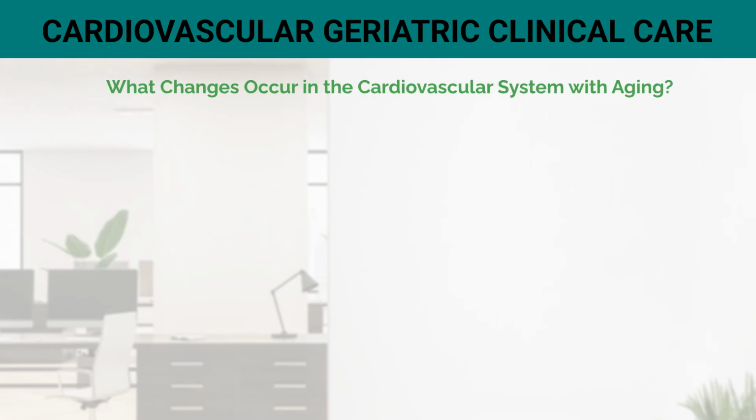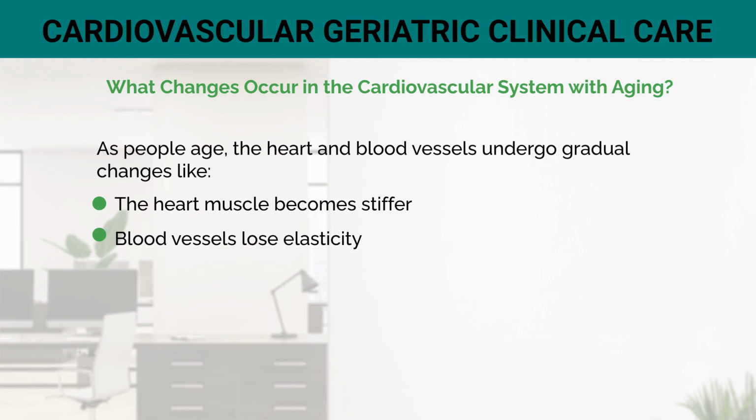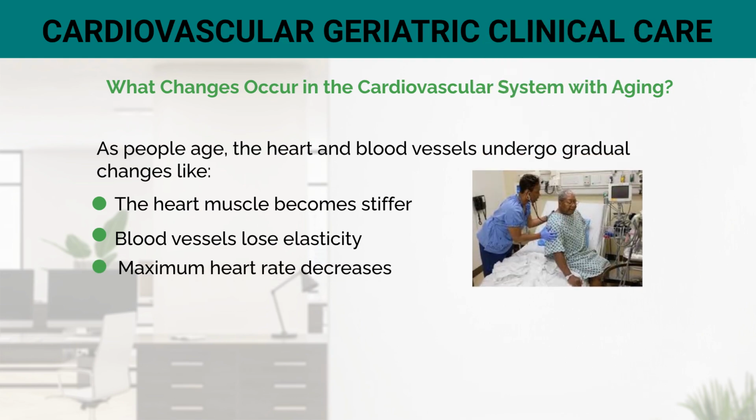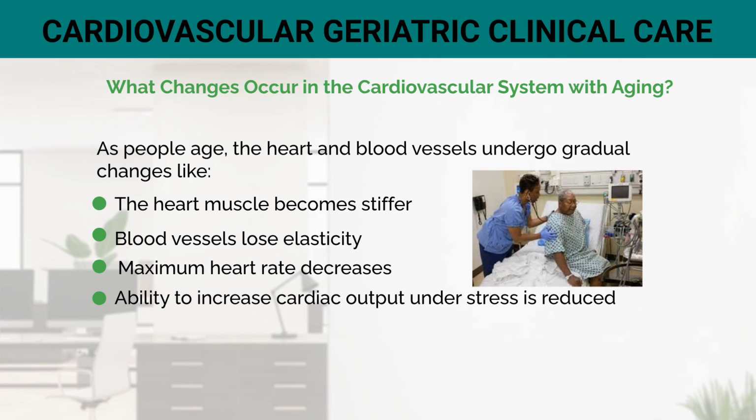Let's see the changes that occur in the cardiovascular system with aging. As people age, the heart and blood vessels undergo gradual changes. The heart muscle becomes stiffer. Blood vessels lose elasticity. Maximum heart rate decreases. Ability to increase cardiac output under stress is reduced.